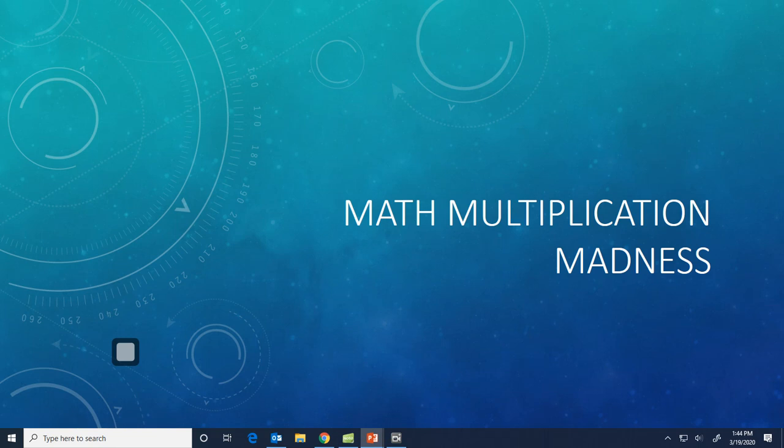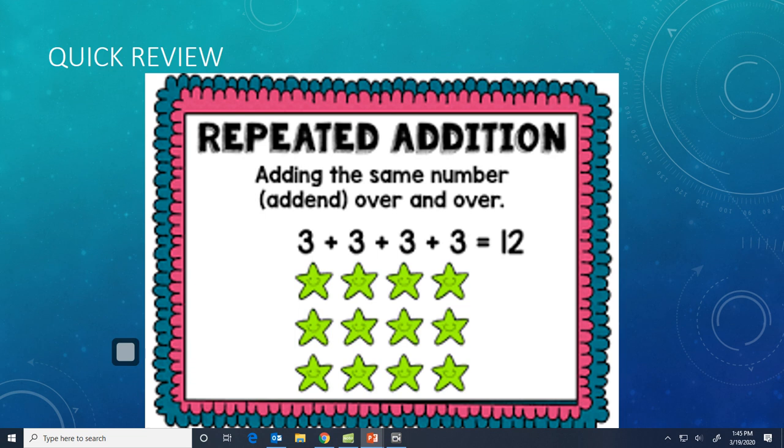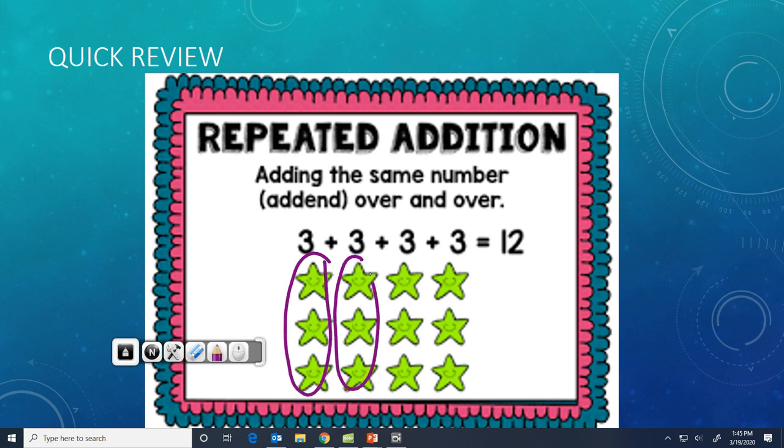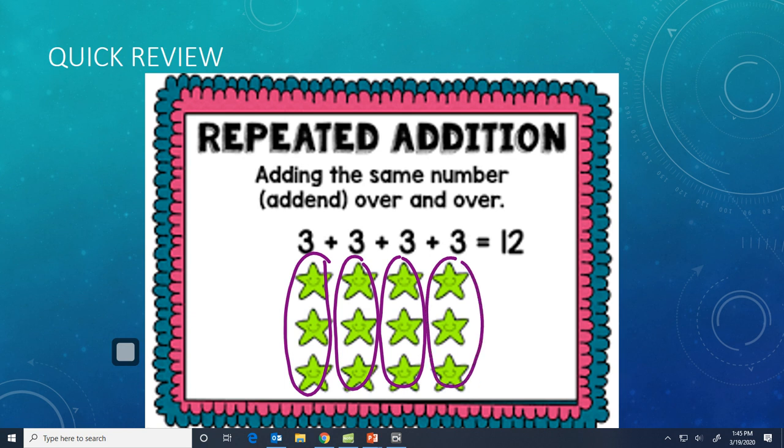We're going to do a little bit of review from yesterday's repeated addition in math, and then we're going to talk about our times tables. So here's a review from yesterday. We have equal groups, so groups that have the same number inside of them. So here they've added 3 four times, so they have groups of 3 stars in each one of these groups. So then they added them together. 3 plus 3 plus 3 plus 3 gives me 12.